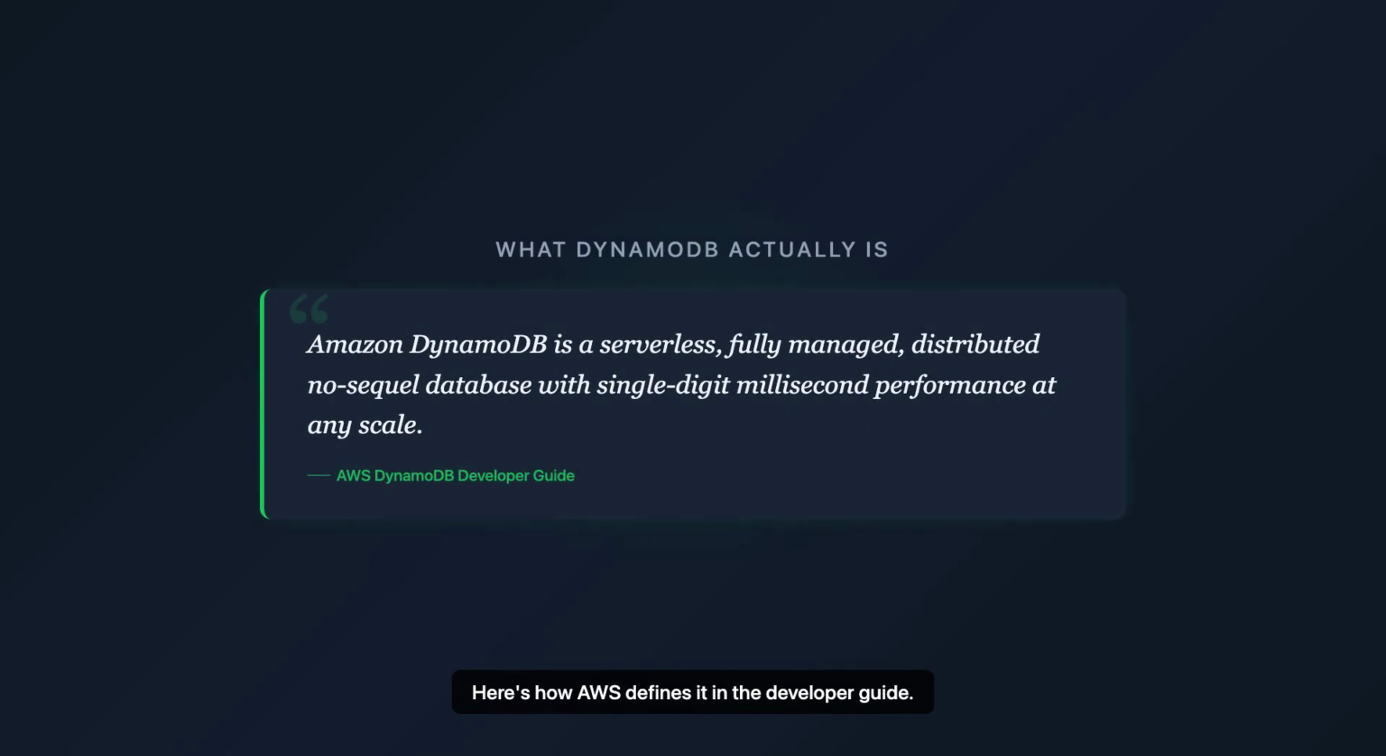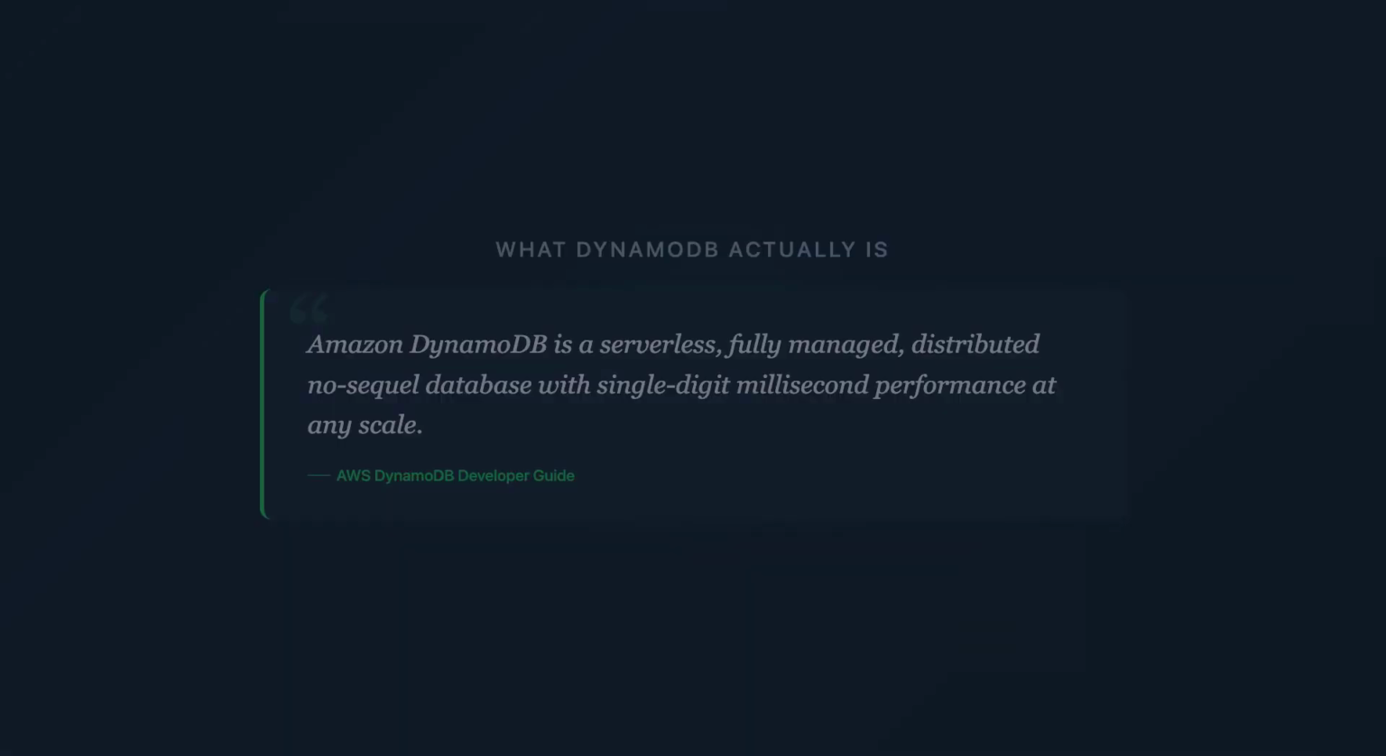Here's how Amazon Web Services defines it in the developer guide. DynamoDB is a serverless, fully managed, distributed NoSQL database with single-digit millisecond performance at any scale. Every word in that sentence matters. Serverless means you never touch a node. Distributed means it shards your data across partitions automatically. And single-digit millisecond latency is the promise that makes it perfect for shopping carts, session state, and user profiles, but completely wrong for scanning millions of rows.